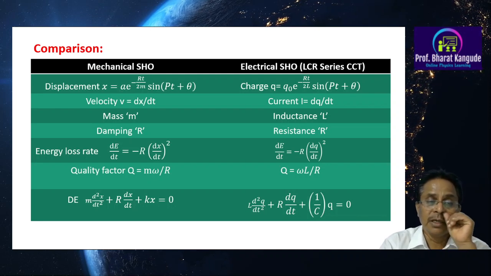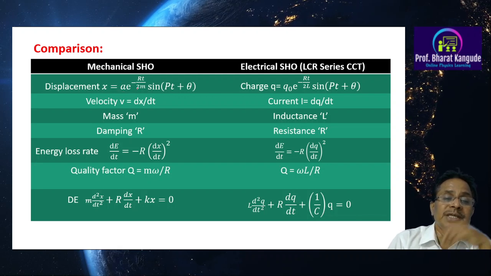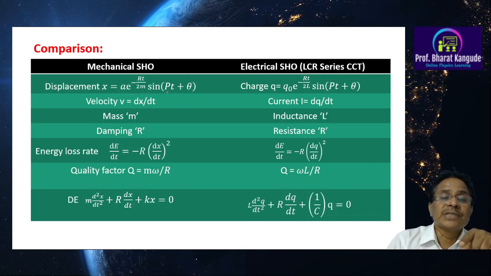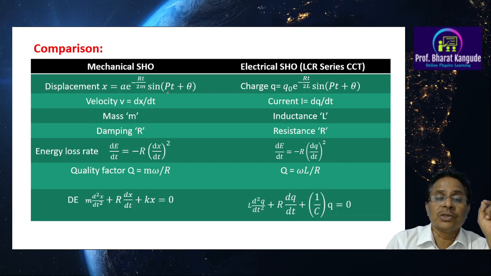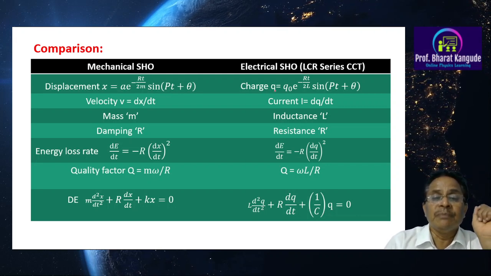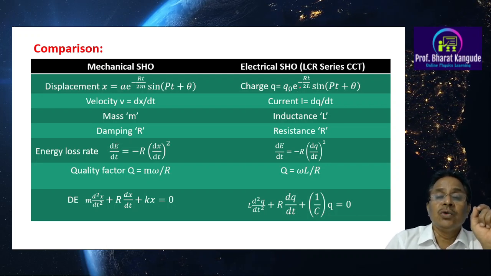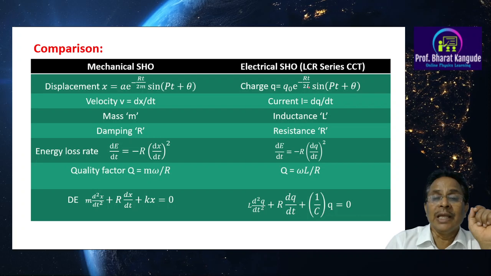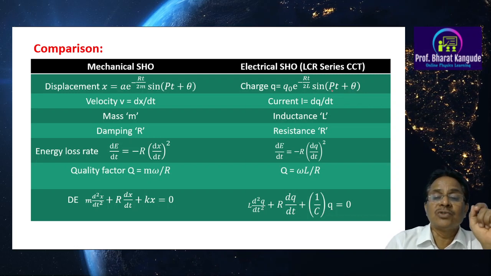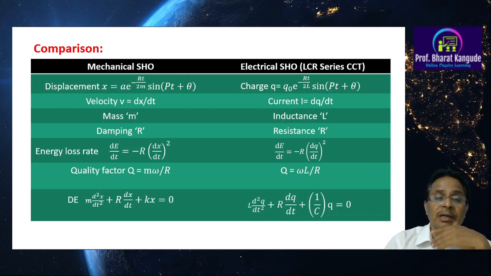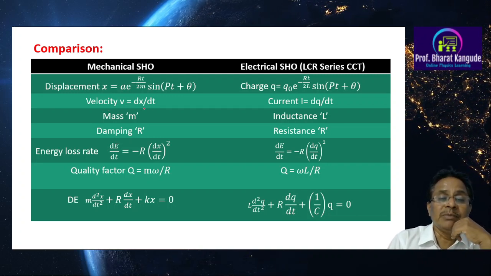In the mechanical damped harmonic oscillator, we have seen displacement is given by x is equal to a times e raised to minus rt upon twice m into sine of pt plus theta. This p is called the angular frequency of the damped harmonic oscillator. Exactly similar relation holds for q here. Q is equal to q0, the maximum charge that can be stored on the capacitor, into e raised to minus rt upon twice L, m being replaced by L, into sine of pt plus theta. The same expression for p can also be written from the conditions we have written earlier. Then the mechanical velocity is given by the rate of displacement per unit time, that is dx upon dt.